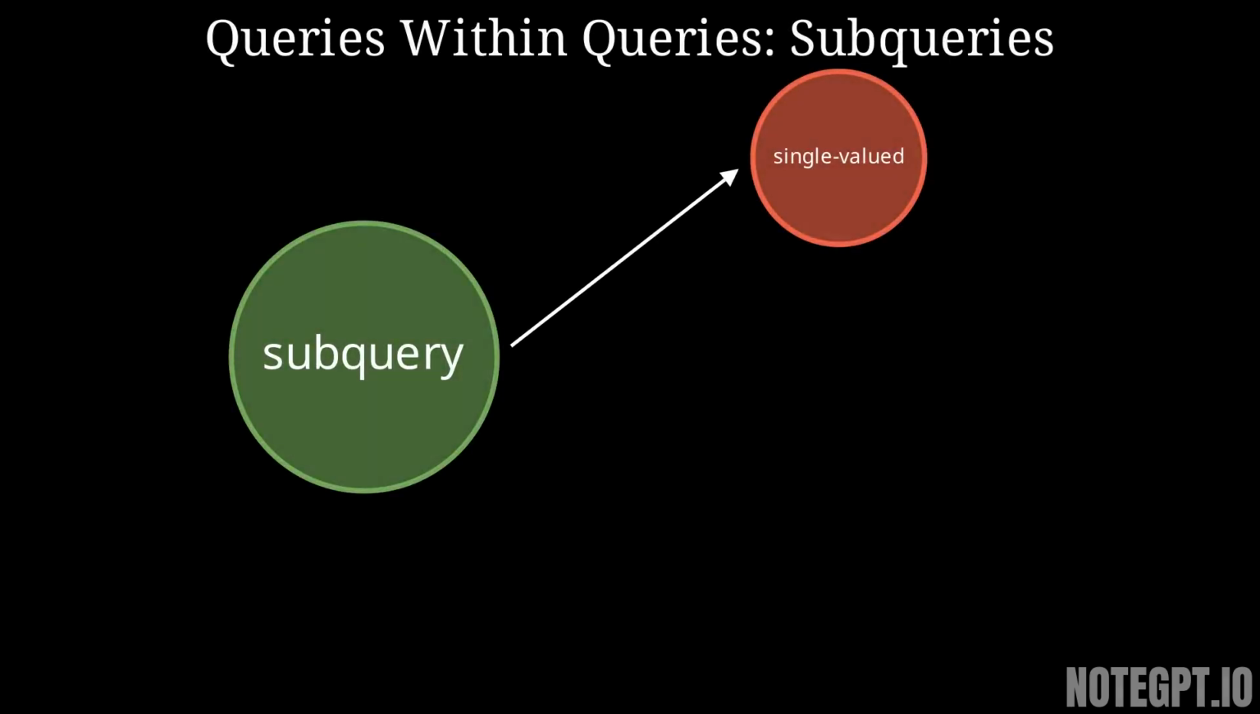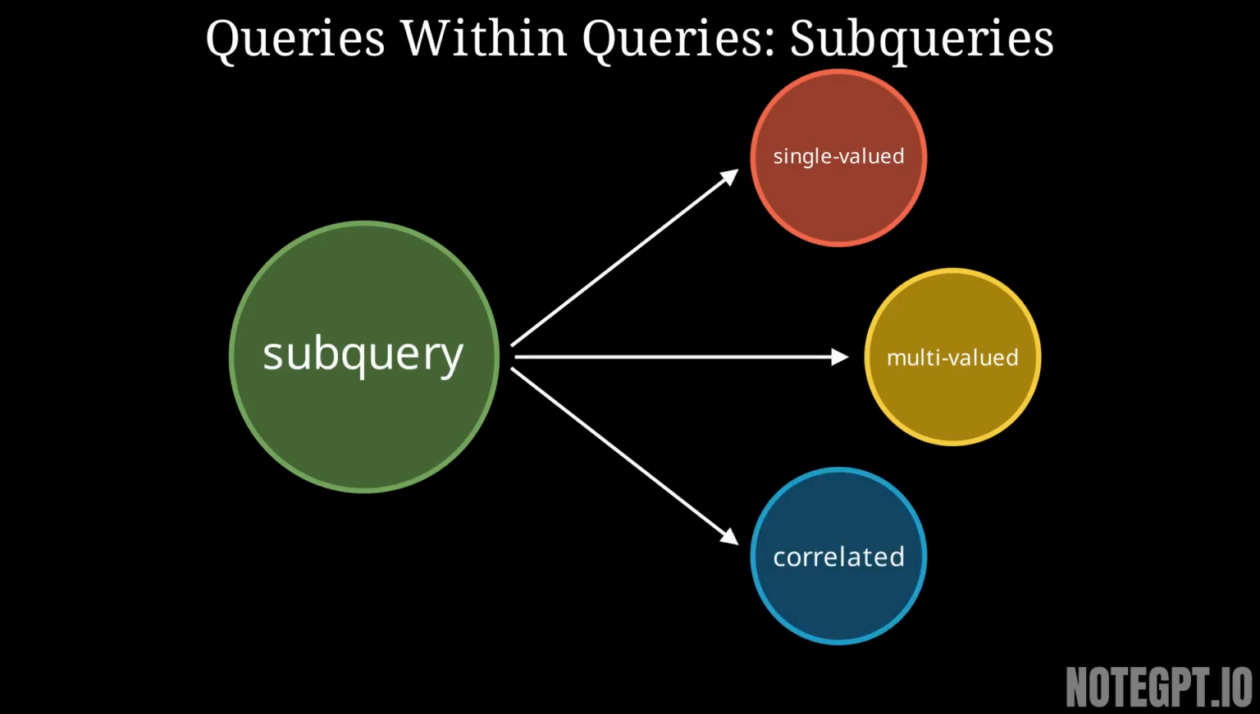SQL supports subqueries, or queries within queries. Single-valued subqueries return one value, multi-valued subqueries return a list, and correlated subqueries reference the outer query. Subqueries are used in where, in, and other clauses.